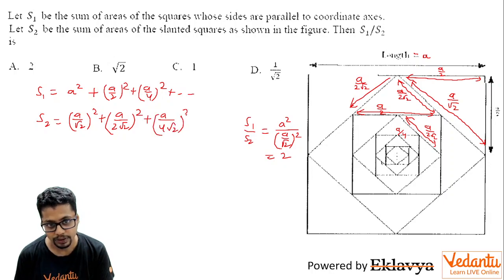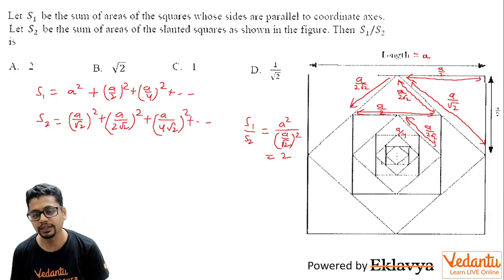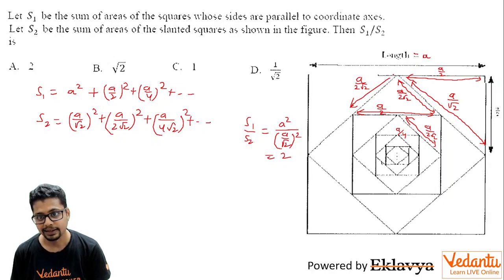Or if you see, the biggest square is having side length A, the next biggest square, which is slant, is having side length A by root 2. The next biggest square, which has sides parallel to coordinate axis, is having side length A by 2. So that means the sides are just getting divided by root 2. That way also you can understand. So A by root 2, A by 2, A by 2 root 2, A by 4, A by 4 root 2, so and so forth.